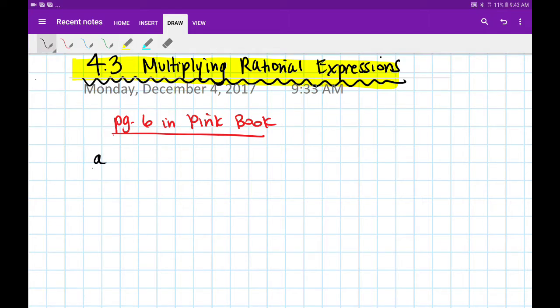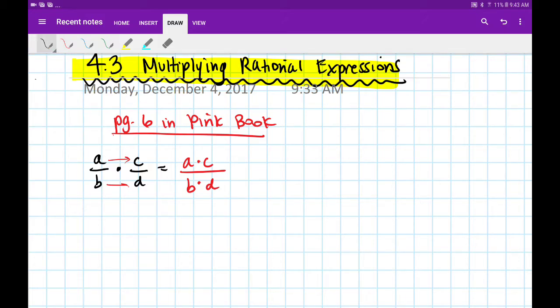If I have a fraction, a divided by b, and I'm multiplying it by another fraction, well, what we learned back in 4.1 was you multiply just straight across, okay? So that's just a times c over b times d. Simple as that.